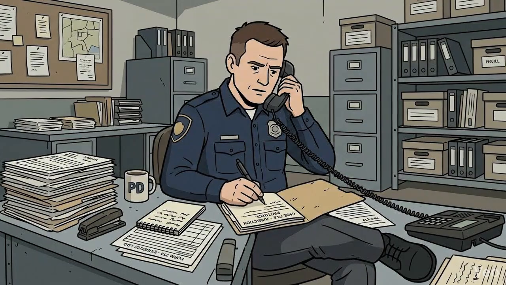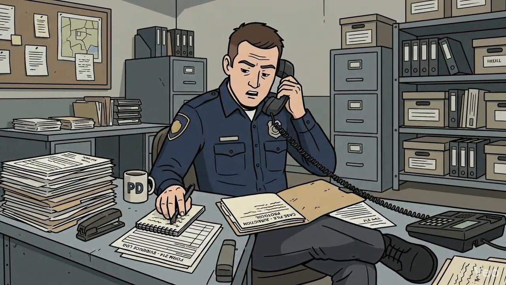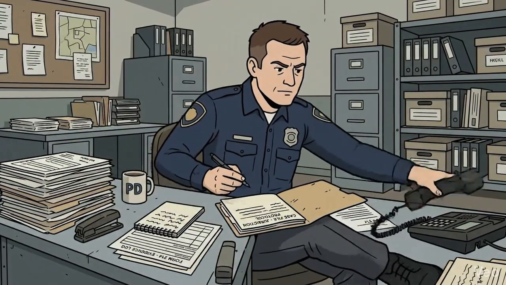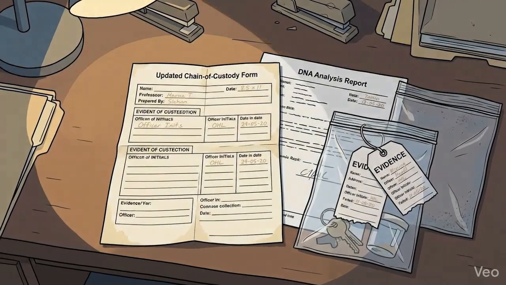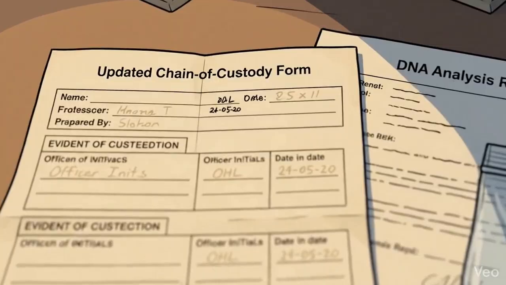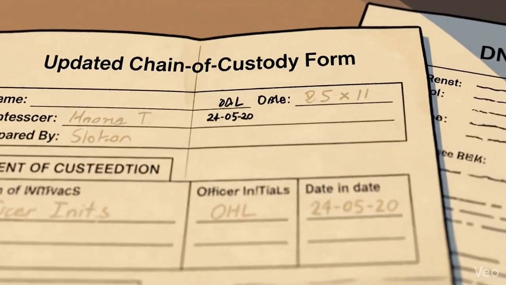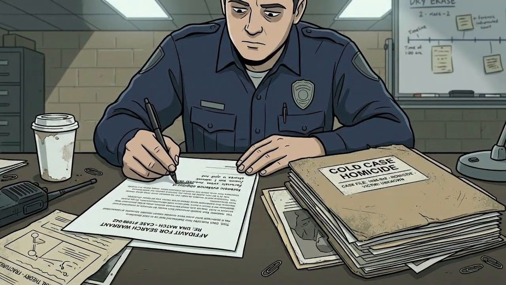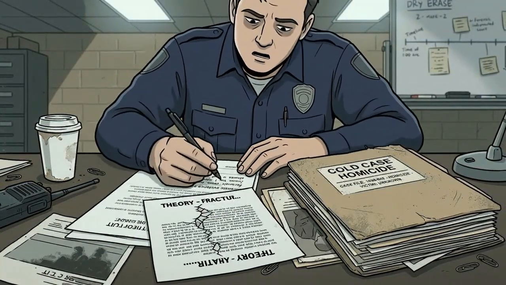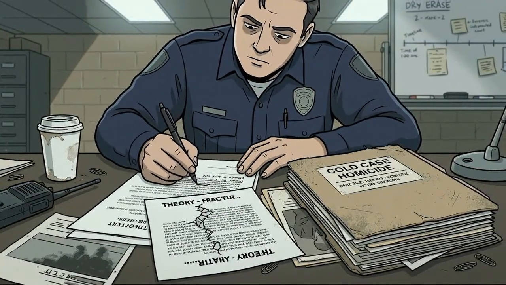You initiate jurisdiction handoff procedures to ensure the DNA evidence is properly logged and transferred for further action. Updating the chain of custody form secures the evidence trail, critical for any future legal proceedings in the case. Drafting the warrant affidavit requires aligning the new DNA evidence with the cold case's incomplete historical record.